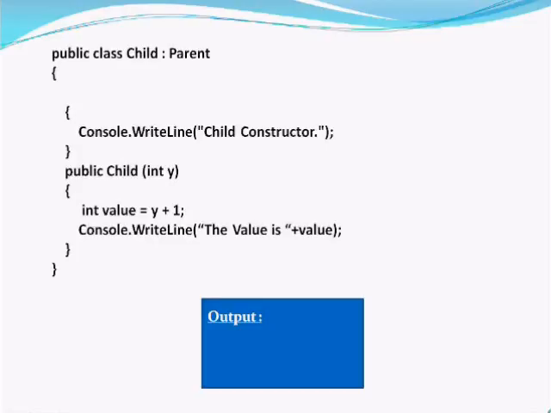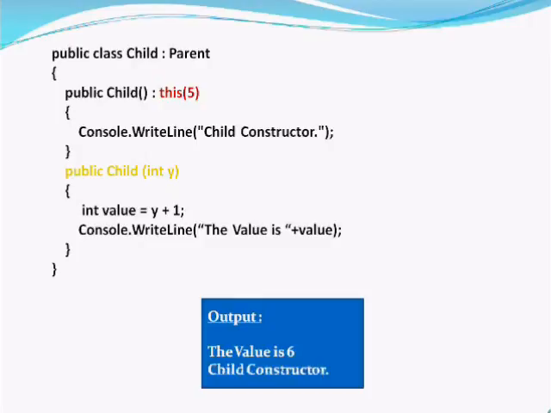Here, the first constructor of the derived class invokes the second constructor, which has an integer parameter. Then it will pass the value 5 to the constructor and that value will be increased by one inside the constructor, then it will display value 6 as the first output. After executing the second constructor, it will run the rest of the code inside the first constructor.